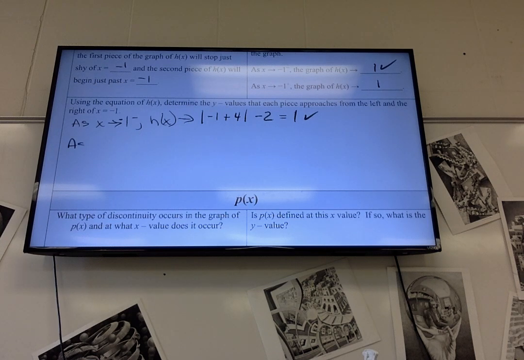And then on the next one, as x approaches -1 from the right, h of x is going to be the second equation. And that's -(x minus 1) squared plus 5. So x is -1, so it's -2 squared, which is 4. But then there's a negative in front of it. So -4 plus 5 is also 1.